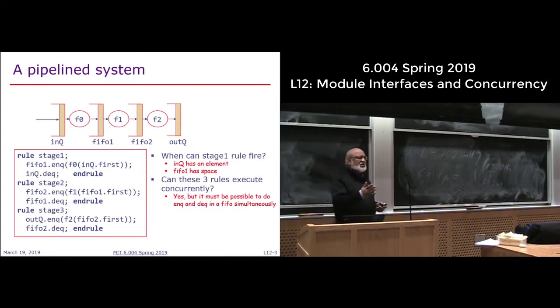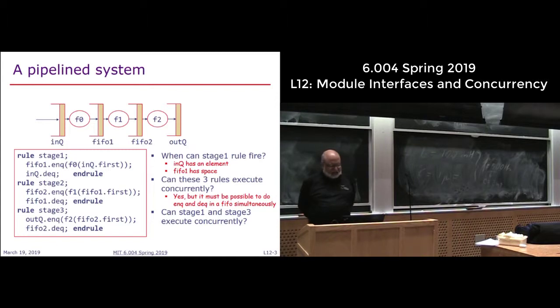Because if NQ and DQ can't happen concurrently, then either this rule will fire or that rule will fire. Both cannot fire at the same time, because one is trying to NQ, the other one is trying to DQ from the FIFO. So as long as the FIFO has the right property, you should be able to execute these rules concurrently. Well, let's assume that the FIFO doesn't have the right properties. Can rules 1 and 3 fire together, assuming you have enough tokens and spaces and so on?